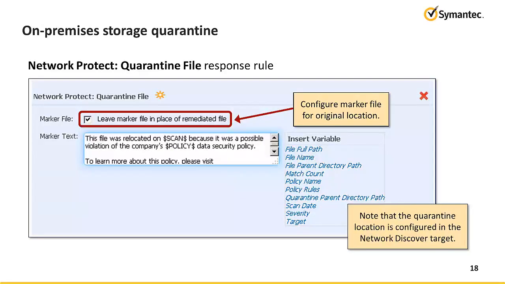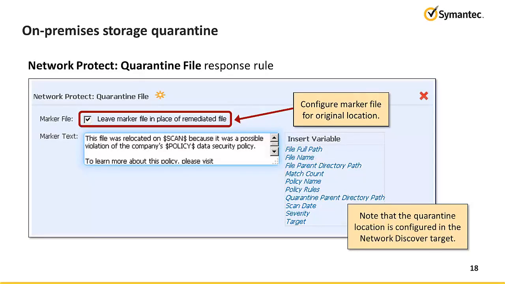When Network Discover detects confidential files on Windows content repositories, Network Protect can quarantine them or release them from quarantine, or encrypt them in place through integration with Information-Centric Encryption, or ICE, or alternately apply customized automatic responses built on the Symantec DLP Flex Response API.